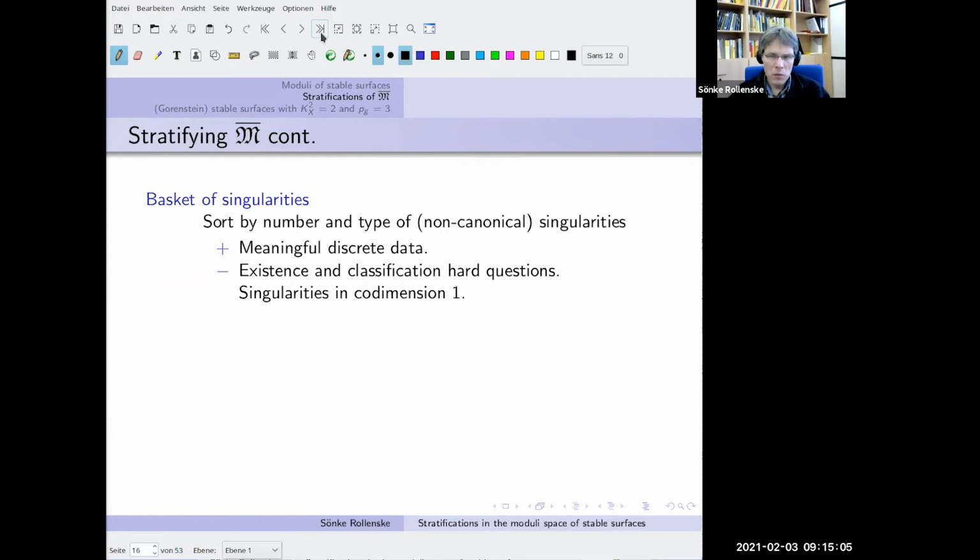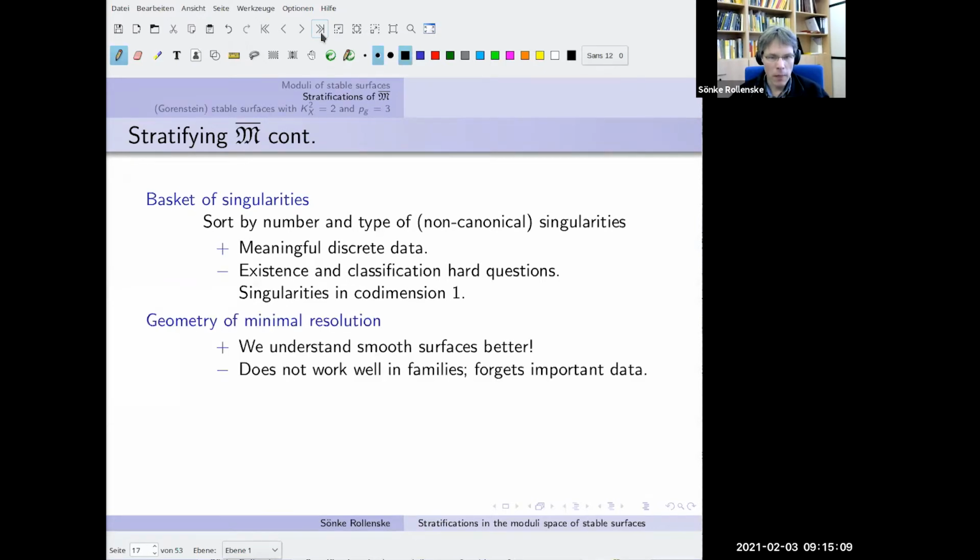Okay. At some point, I could just be fed up with all the singular stuff, and I just resolve everything and say, let's look at the minimal resolution. And clearly, we understand smooth surfaces much better than the singular ones. But unfortunately, this does not really work well in families.